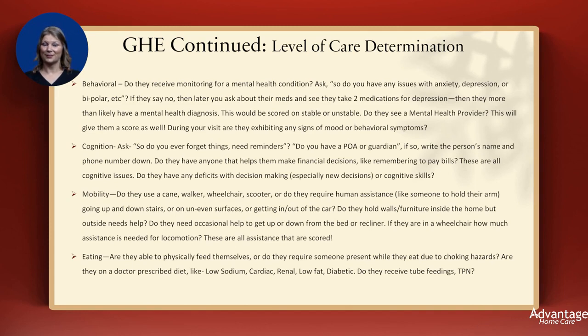Mobility. Do they use a cane, walker, wheelchair, scooter, or do they require human assistance like someone to hold their arm going up and down stairs, on uneven surfaces, or getting in and out of the car? Do they hold walls or furniture inside the home but outside they need help? Do they need occasional help to get up or down from the bed or recliner? If they are in a wheelchair, how much assistance is needed for locomotion? Any assistance receives a score.